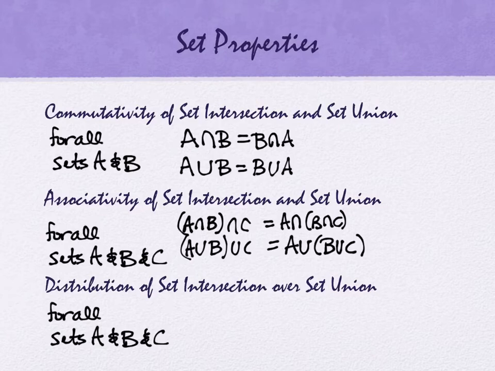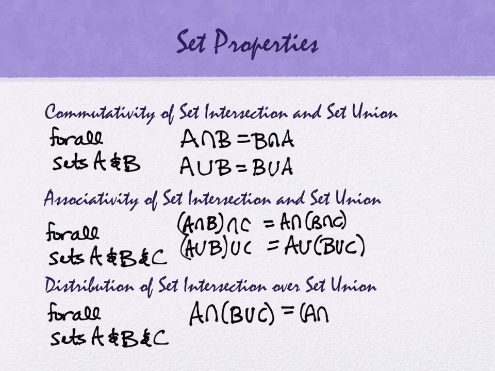Okay, so let me show you what distribution is talking about. If we have A intersect B union C, this is the same thing as A intersect B union A intersect C. Like I said, we'll explore the properties of this and how it works in terms of Venn diagrams, and you can see that they actually work when we get to groups of 3 sets.